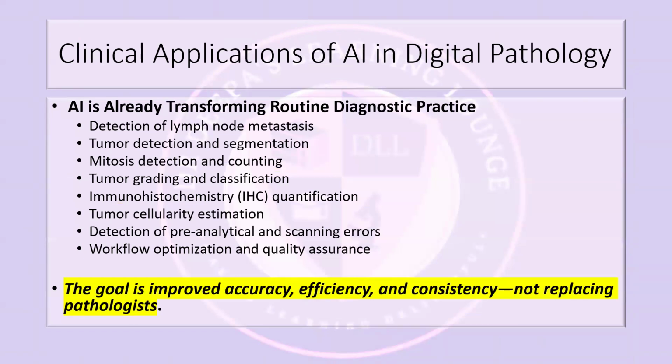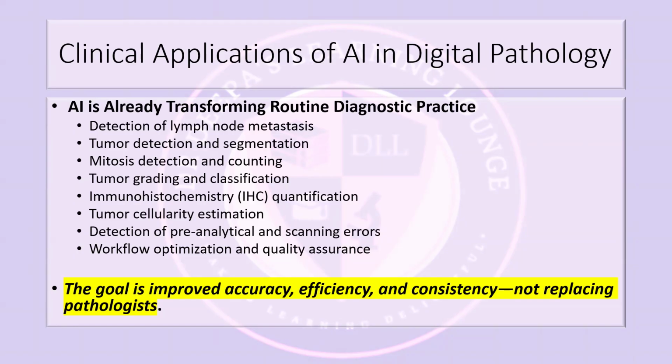Another thing is, what are the clinical applications of AI in digital pathology? One of the strongest arguments for adopting artificial intelligence in pathology is that many of its applications are no longer theoretical. Several AI tools are already in the market. They are demonstrating significant clinical value. Perhaps one of the most widely studied applications is the detection of lymph node metastasis. You can see a whole lot of papers giving you detection of lymph node metastasis by AI. So many papers have been released. It's one of the best things that are published.